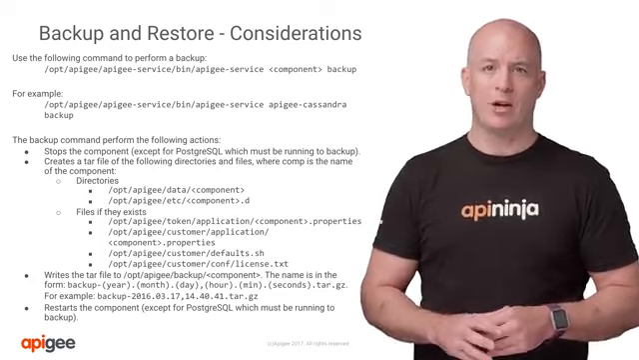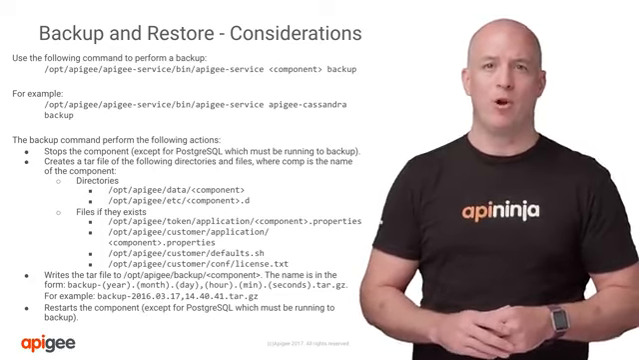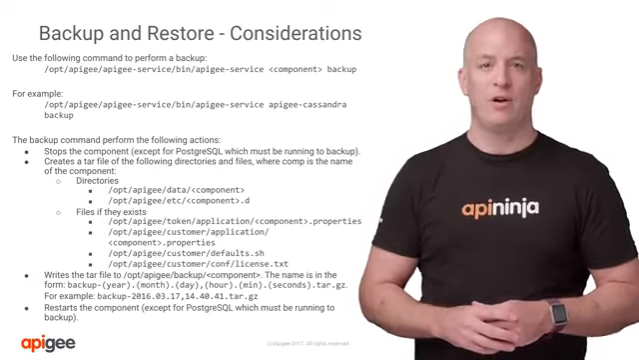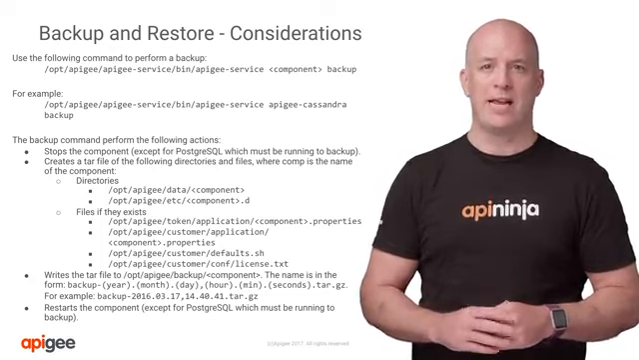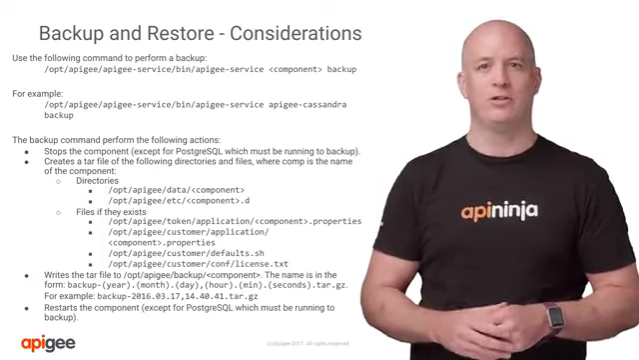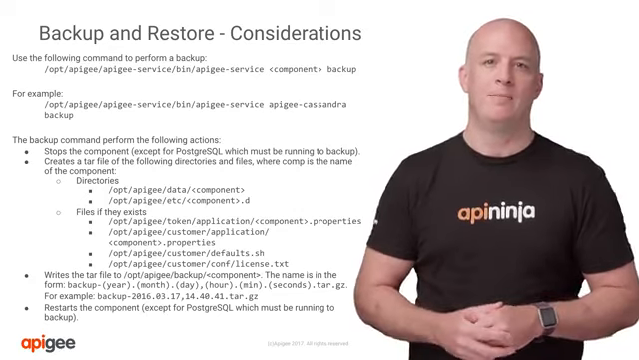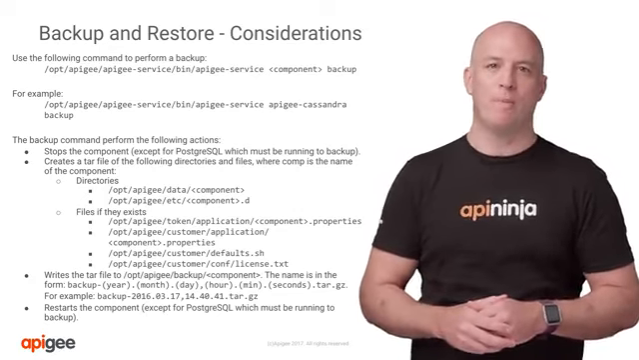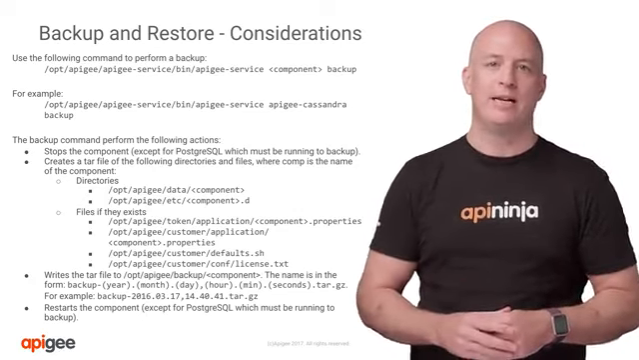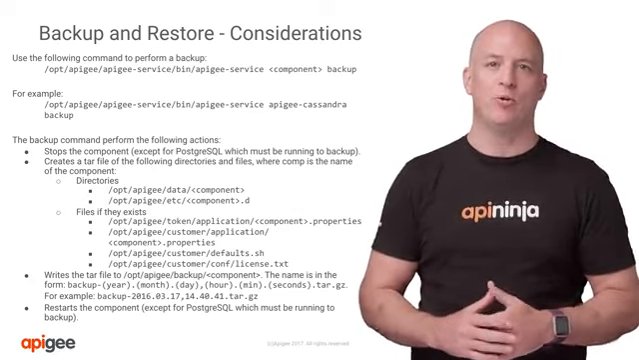The backup creates a directory using the component's name in /opt/apigee/backups if it does not already exist. The tar file is then written and named using the format backup-year.month.day, hour.minute.seconds.tar.gz. If necessary, it then restarts the component. To make things even easier, all components on a machine can be backed up using the apigee-all backup command.